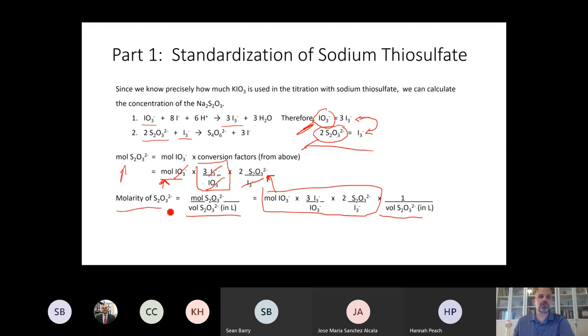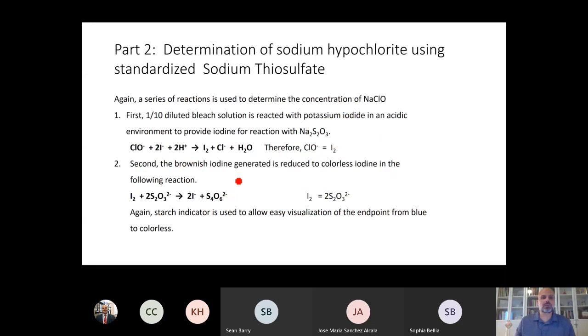Now we can take this known thiosulfate concentration on to the next step to calculate the concentration of our bleach, the sodium hypochlorite. So in part 2, we're going to have another series of reactions that are going to be used to determine the concentration of this bleach or sodium hypochlorite solution. The first thing you need to recognize is that the bleach solution being used is actually diluted 1 to 10, and you need to take that into consideration when you're looking at your calculations later.